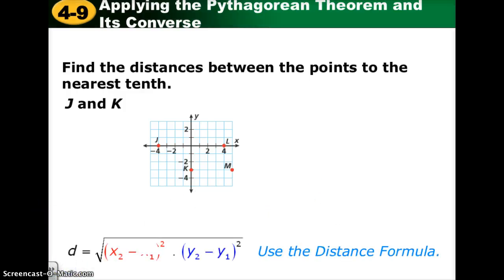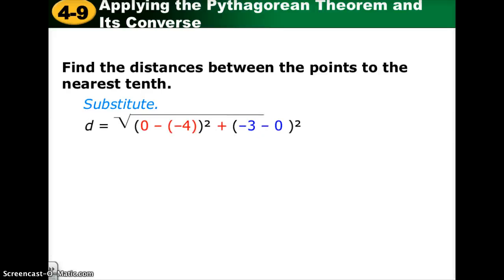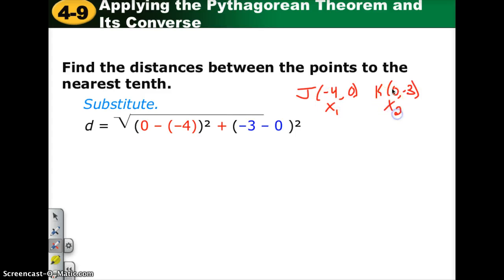And we're going to use the distance formula right here. So here's what this looks like. So let me rewrite the 2 points. We had j, negative 4, 0, and we had k, 0, negative 3. So where do these come from? This would be x1, this would be x2. So following the formula, we take 0 for x2 minus negative 4. This would be y1, this would be y2. So following the formula, we take negative 3 minus 0.